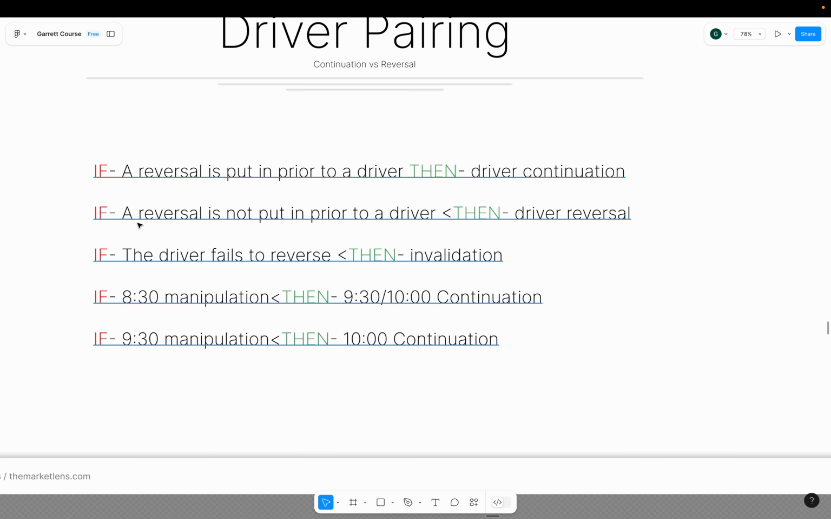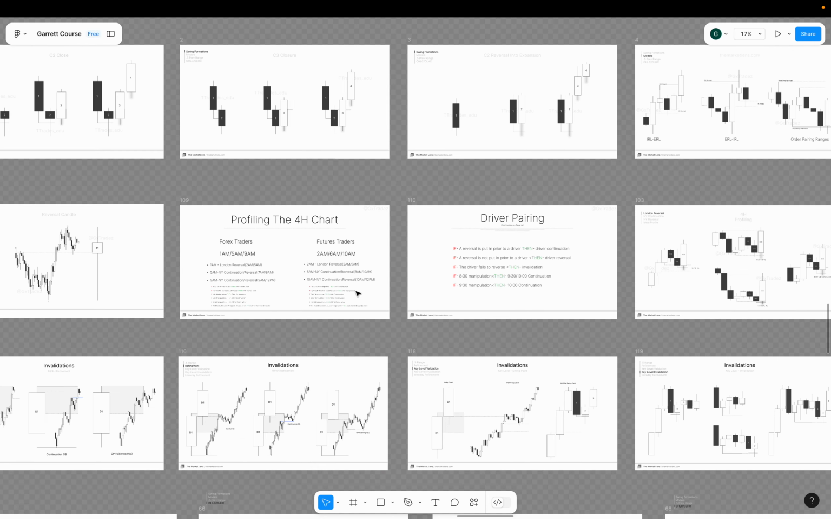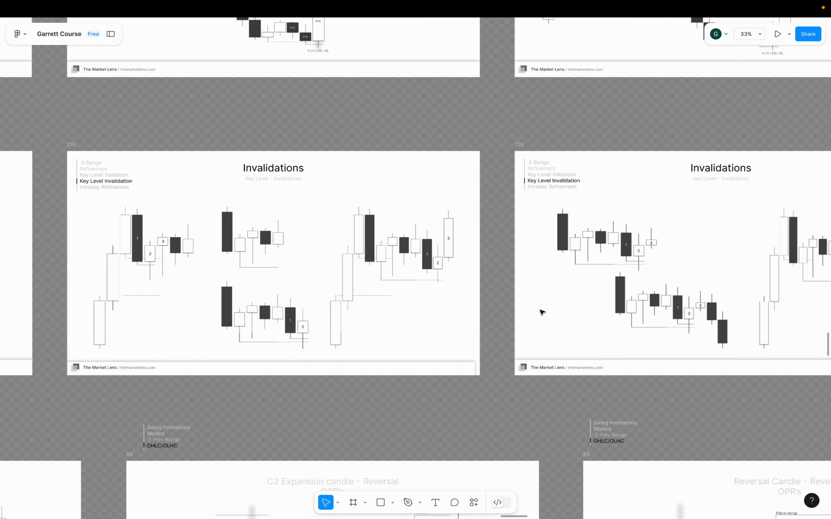Now, what if a reversal has not been put in prior to the driver? So maybe this could be a couple things. Maybe price never hit a key level prior to the driver. Well, this is where you want the driver to go reverse the day. You want it to trade into the key level, which is an example we talked about earlier where 10 a.m. reverse, that one example. But what about price trades into a key level but doesn't print a reversal signature? Maybe it consolidates. So this exactly.